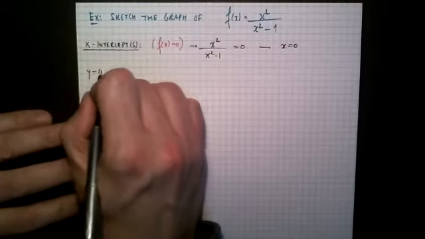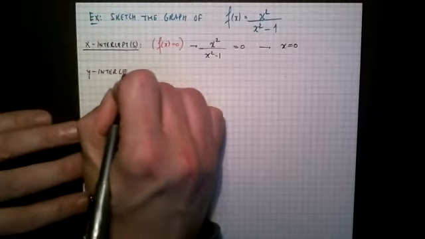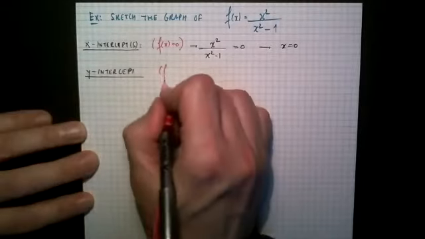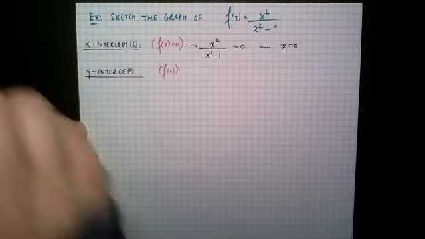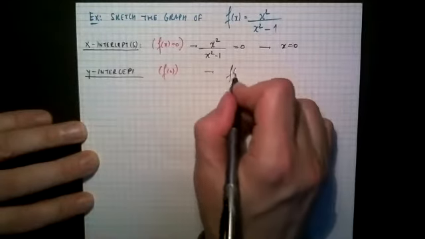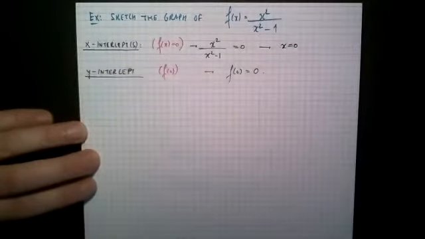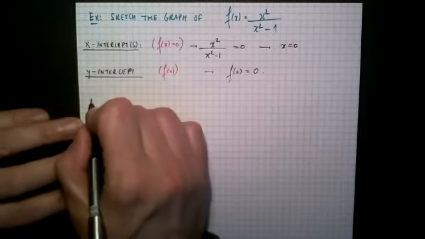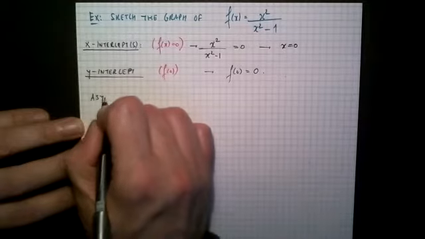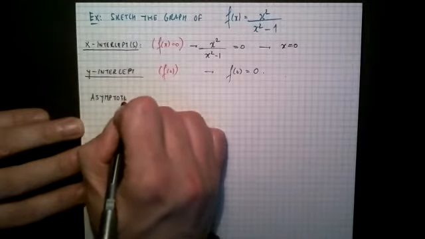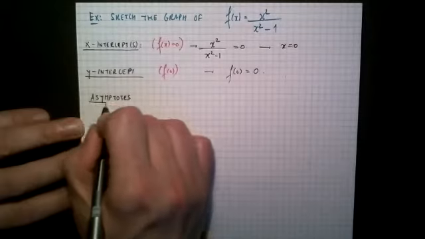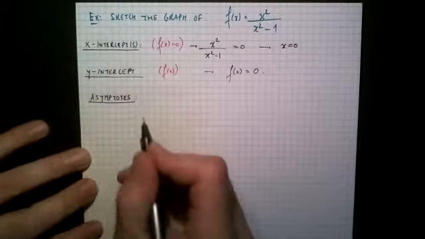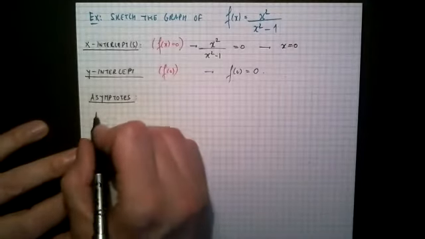Y-intercept. It's f(0). So f(0), of course, is 0. All right, let's do the asymptotes. Okay, so let's start with the vertical asymptotes.